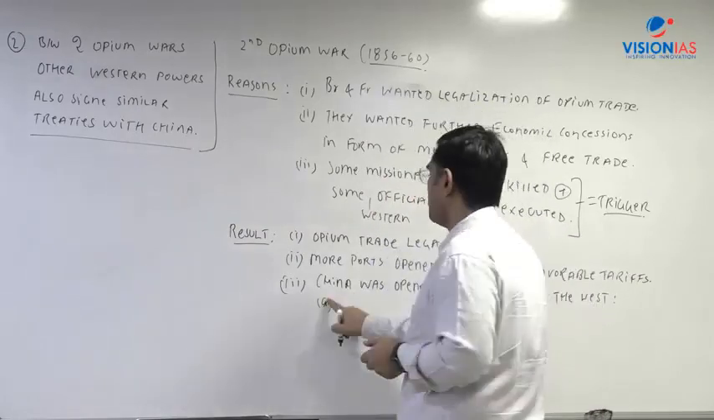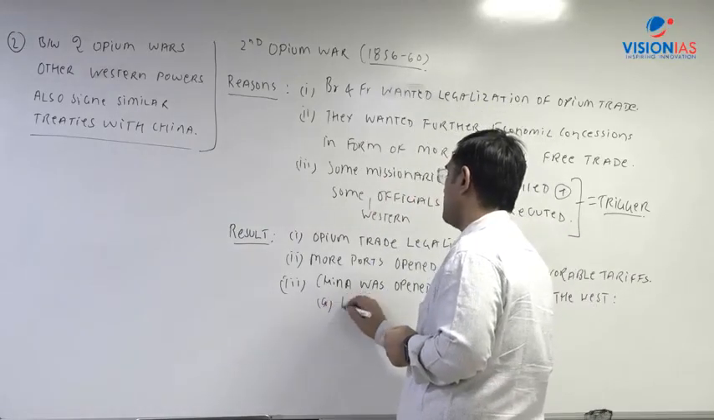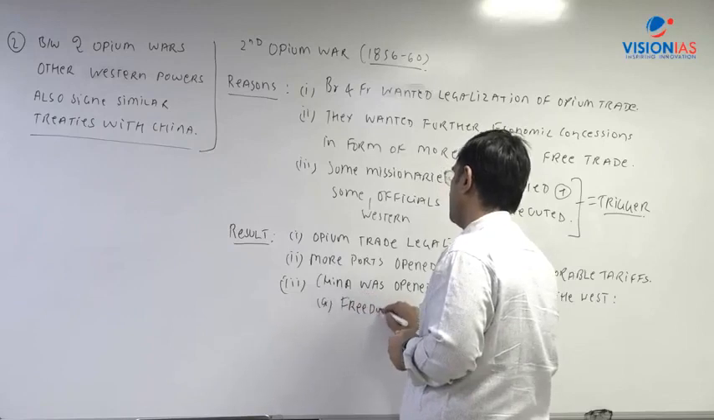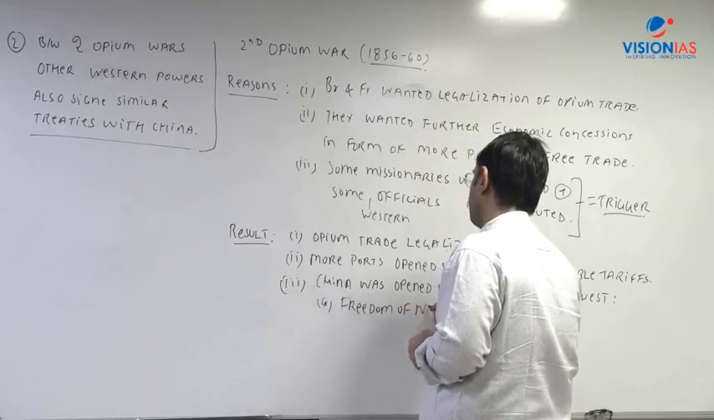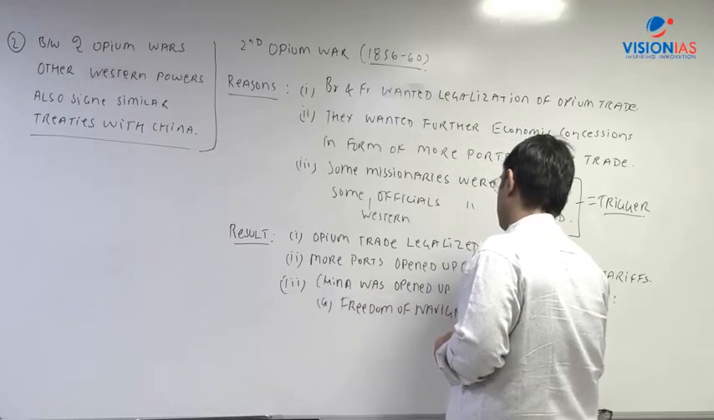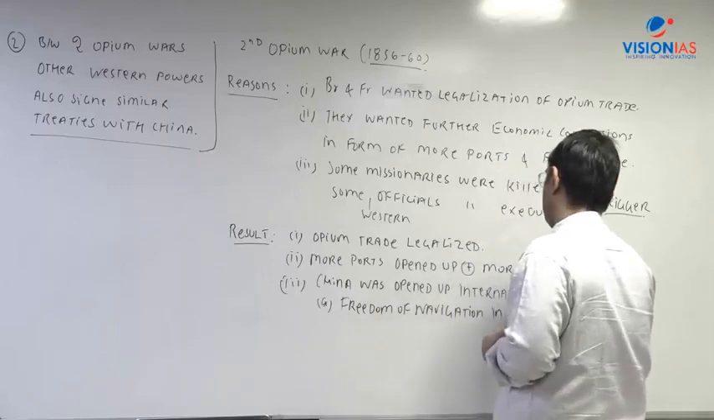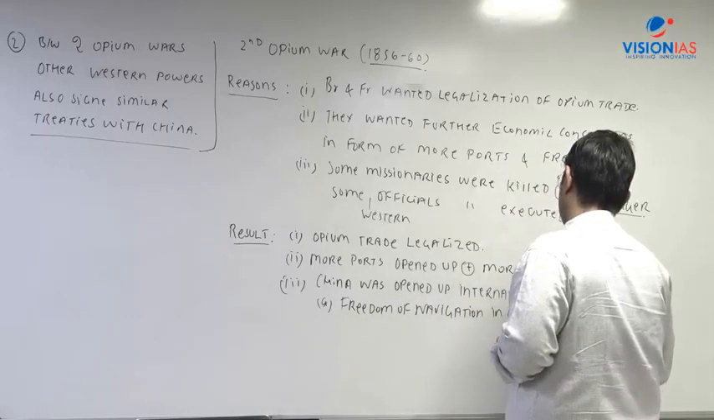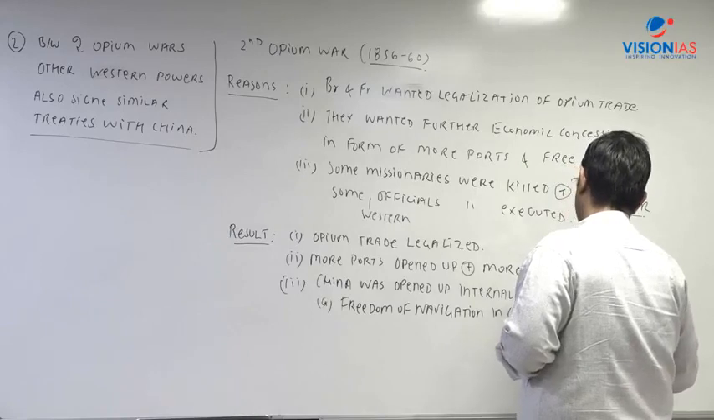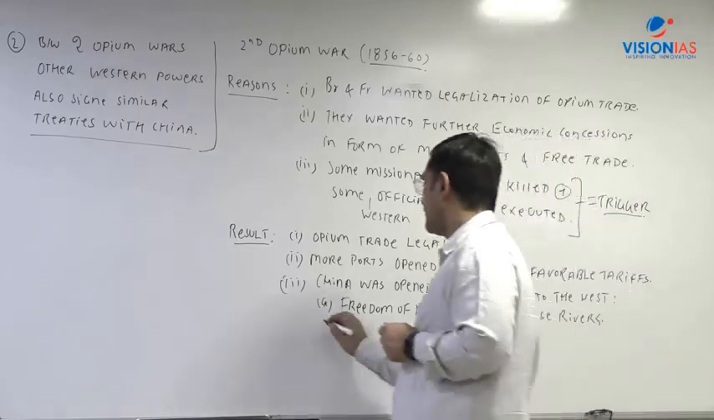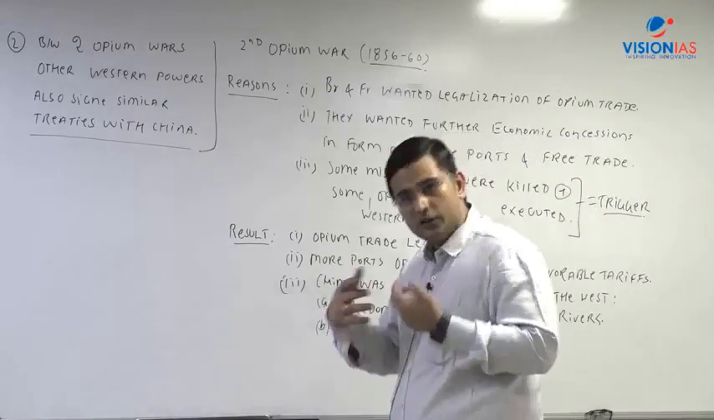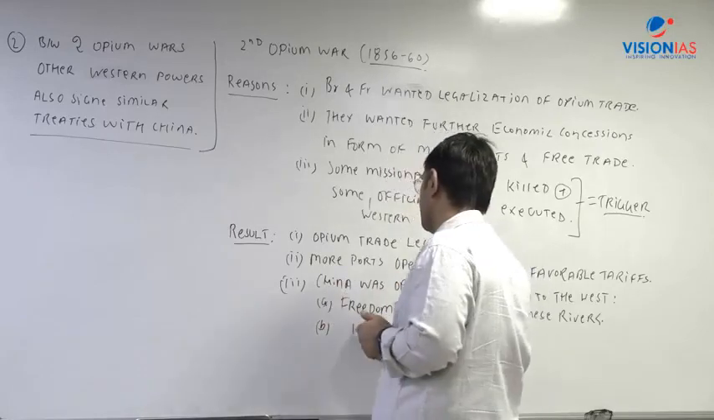So this is how things are going. So the first aspect becomes freedom of navigation in Chinese rivers. That is one component. Second component is freedom of travel to foreigners inside of China.